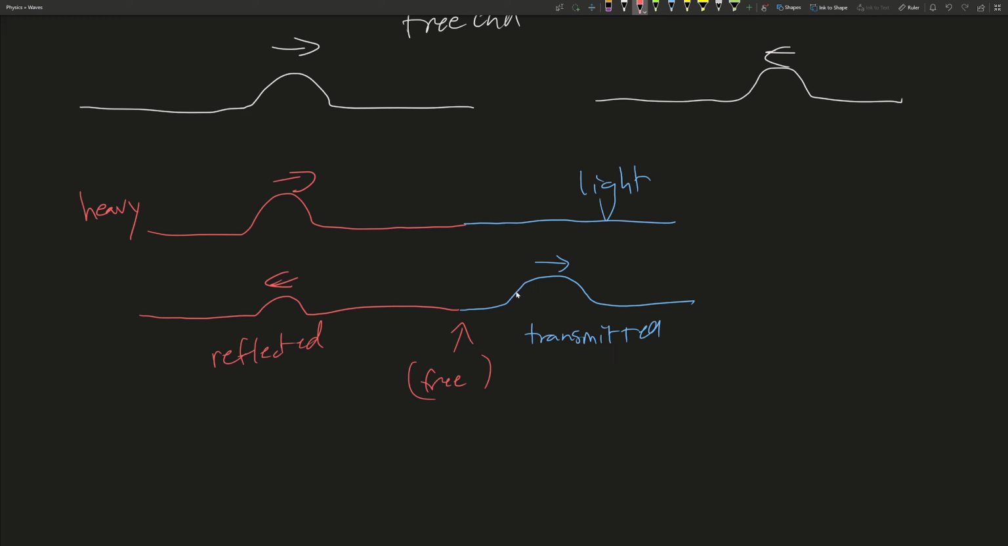And then notice here that this wavelength increases because the velocity will increase since linear mass density decreases. And since frequency is the same, wavelength has to increase. So this wavelength increases, and then velocity also increases. But then again, you have a partially reflected wave that's not inverted and a transmitted wave.